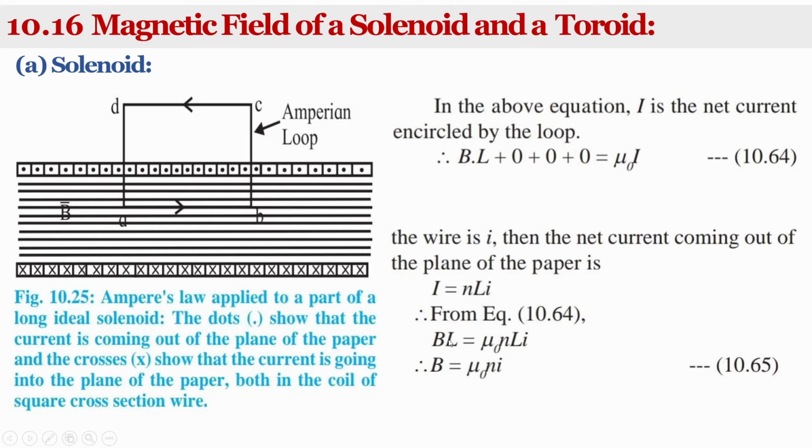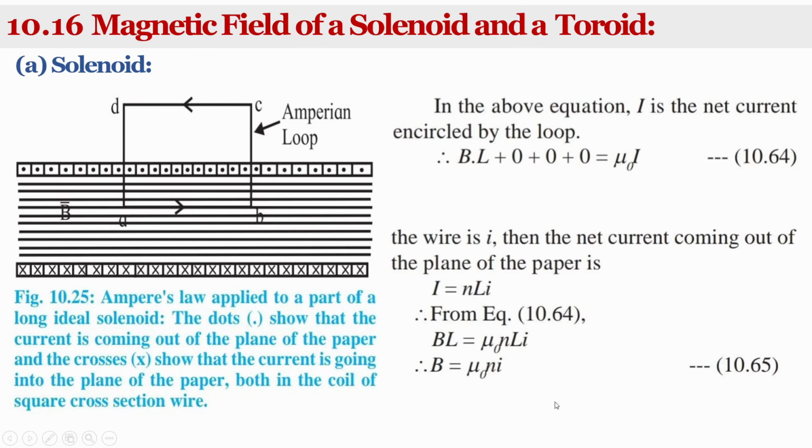So we get BL is equal to mu naught times the current I, which is N L I. We can substitute it. So BL is equal to mu naught N L I, so B is equal to mu naught N I. And this is the formula for magnetic induction for an ideal solenoid.